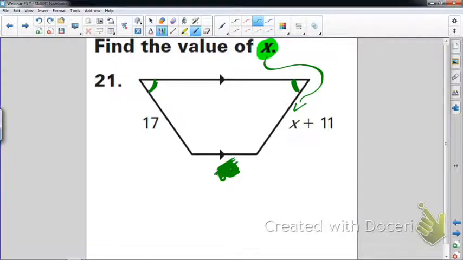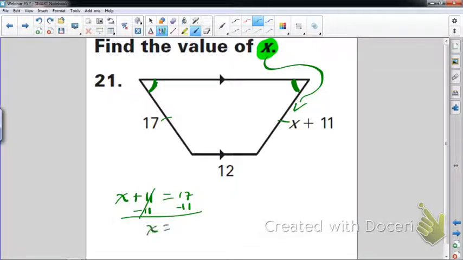We know that this is going to be congruent to this side according to the trapezoid, remember? We did that in the last video that talked about trapezoids and isosceles trapezoids. So I'm just going to go with x plus 11 is equal to 17. I use the subtraction property of equality, where I get to subtract 11 from both sides, and I end up with x is equal to 6.